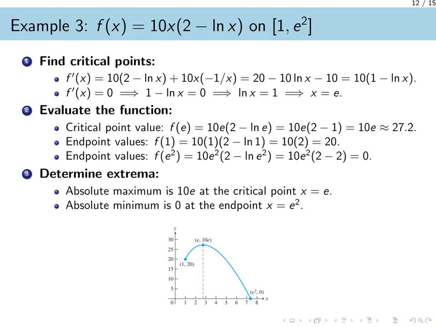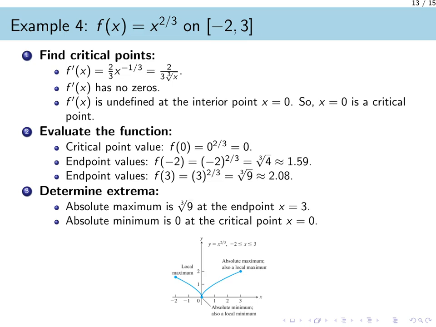Next, we evaluate the function at this critical point and at both endpoints. At the left endpoint, x equals 1, the function's value is 20. At the right endpoint, x equals e squared, the value is 0. At our critical point, x equals e, the value is 10e, which is approximately 27.2. By comparing these three results, we find that the absolute maximum is 10e at the critical point, and the absolute minimum is 0 at the right endpoint.